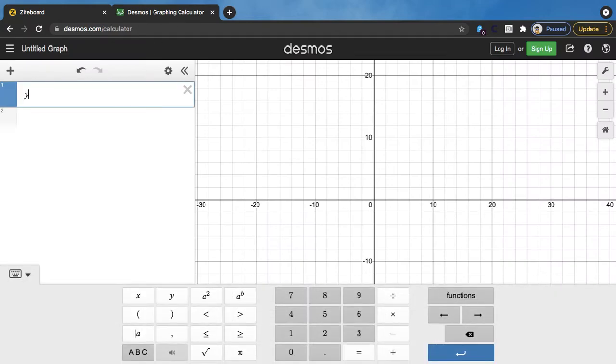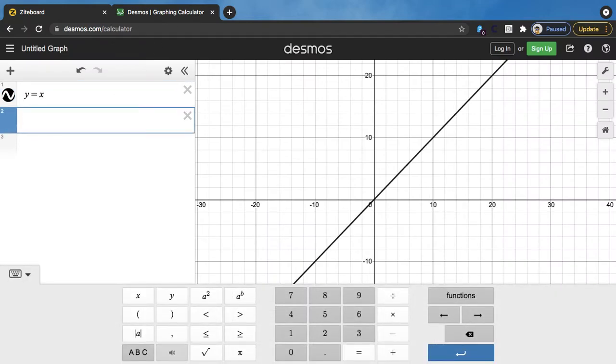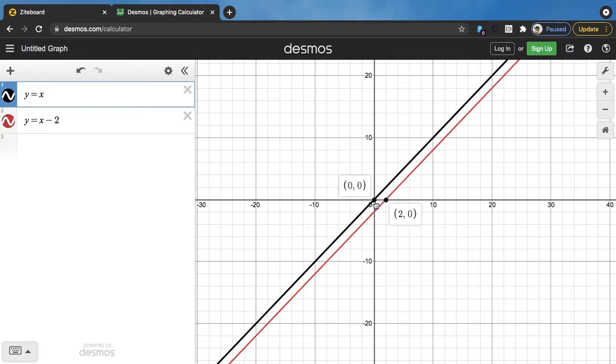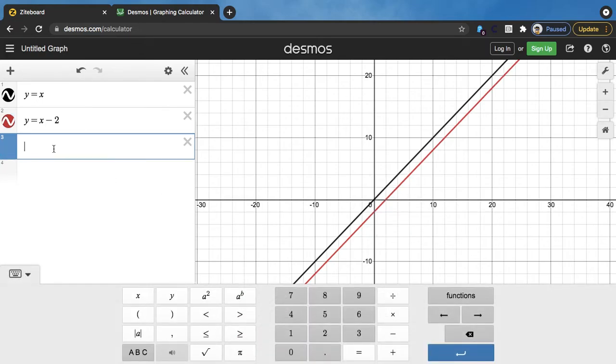So we have y = x, and when I draw y = x - 2, I can think of the red line as a horizontal translation of 2 units, because the x-intercept was 0 and now the x-intercept is 2, so it has moved right. Or I can think of it as a vertical translation and say that the y-intercept was 0 and now the y-intercept is -2. So the same equation is showing us two kinds of translation.